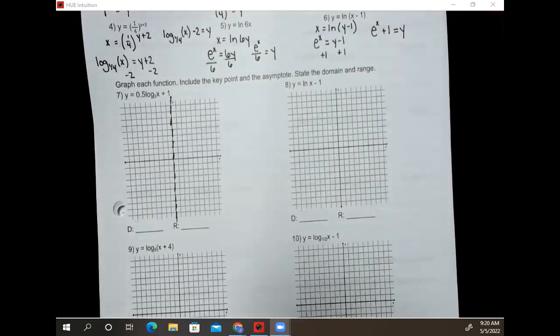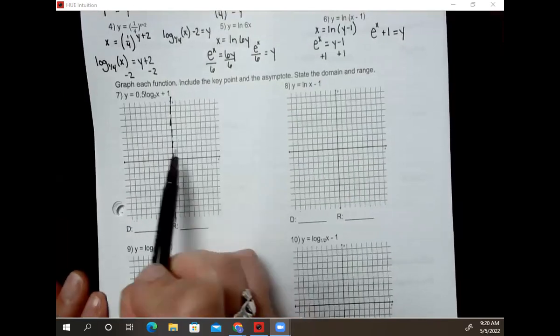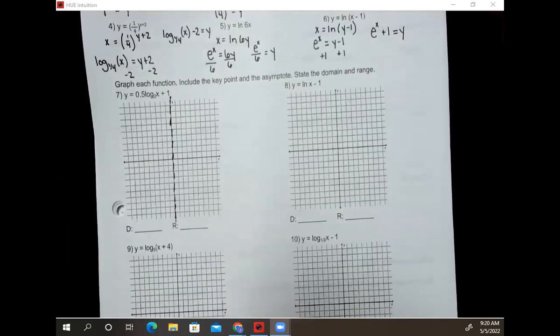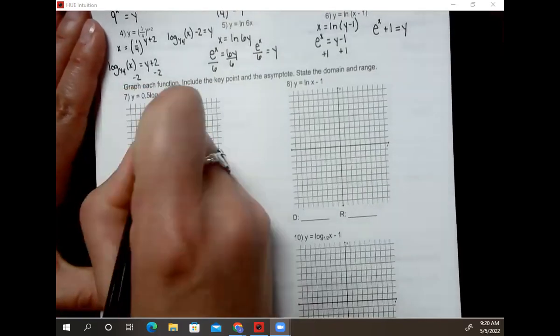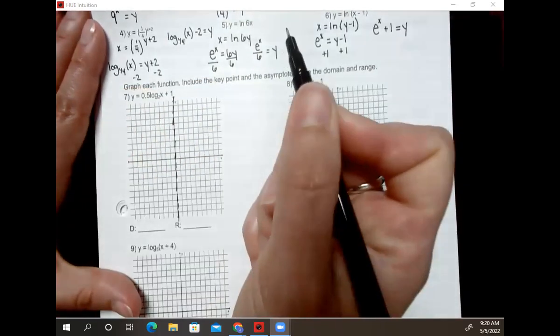Okay, so if I've got stuff that lands on the other side and I've got points on both sides here, that tells me something's off and I should go back and double check my work. It's like why I like to put the asymptote in first. Now that I've got the asymptote in, I'm going to go ahead and rewrite this in its exponential form.